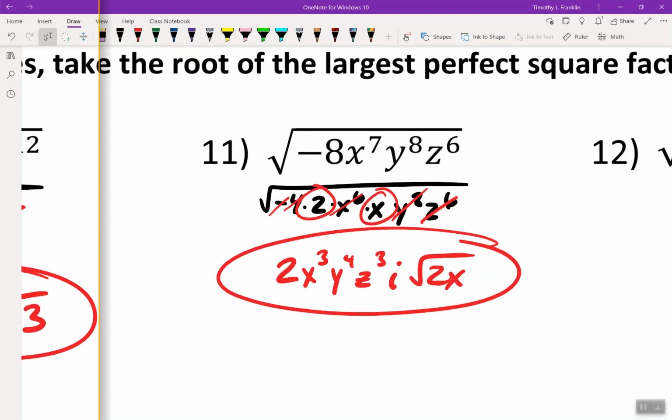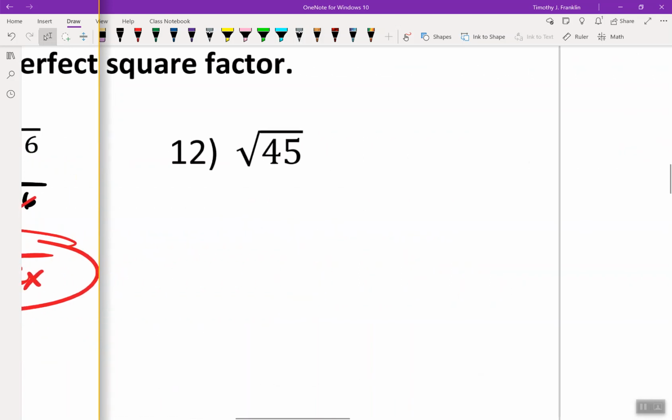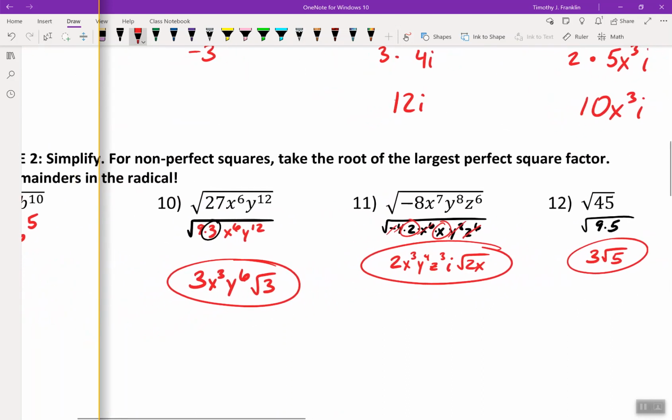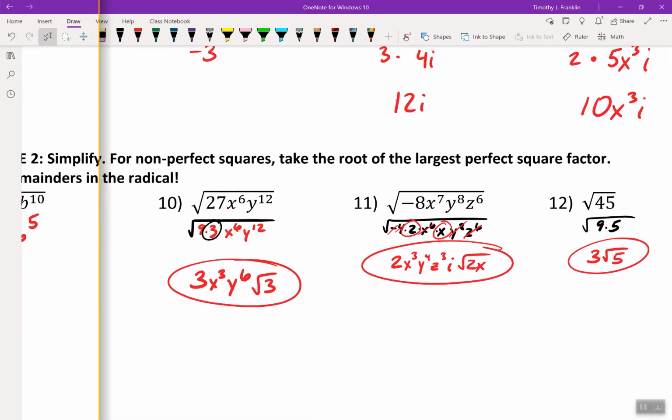It can be tricky to find the largest perfect square factor of a number, but if you just divide by perfect squares like 4, 9, 25, 16, 36, those can give you what you need. All right, 12 is 45. Again, if I'm not sure, I can divide. 45 doesn't divide by 4, but it does divide by 9. It's 9 times 5. And so the square root of 9 is 3. The 5 has to stay in the radical. So if you have non-perfect squares, just take the square root of the portion of that number that you're able to.